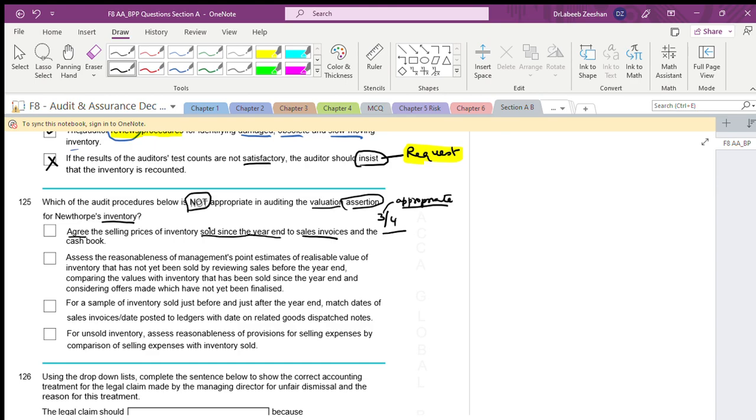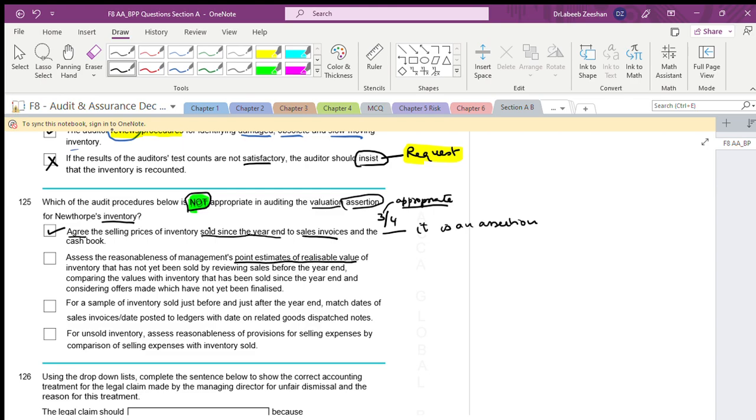Is it right? It is an assertion of valuation. Okay? Put one tick mark. We are taking into consideration which is not an appropriate assertion. Assess the reasonableness. These are the key words, is it right? Assess the reasonableness of management point estimates of realizable.